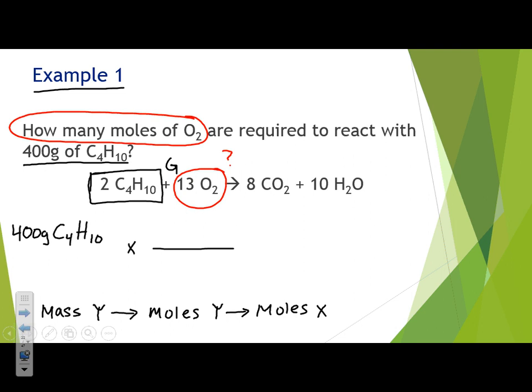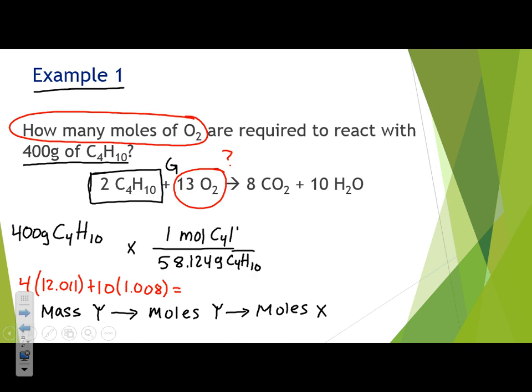Well, that's going to have 4 carbons at 12.011 plus 10 hydrogens at 1.008, giving us a total mass of 58.124 grams of C4H10. Now we continue by knowing that this was our 1 mole. So 1 mole of C4H10.